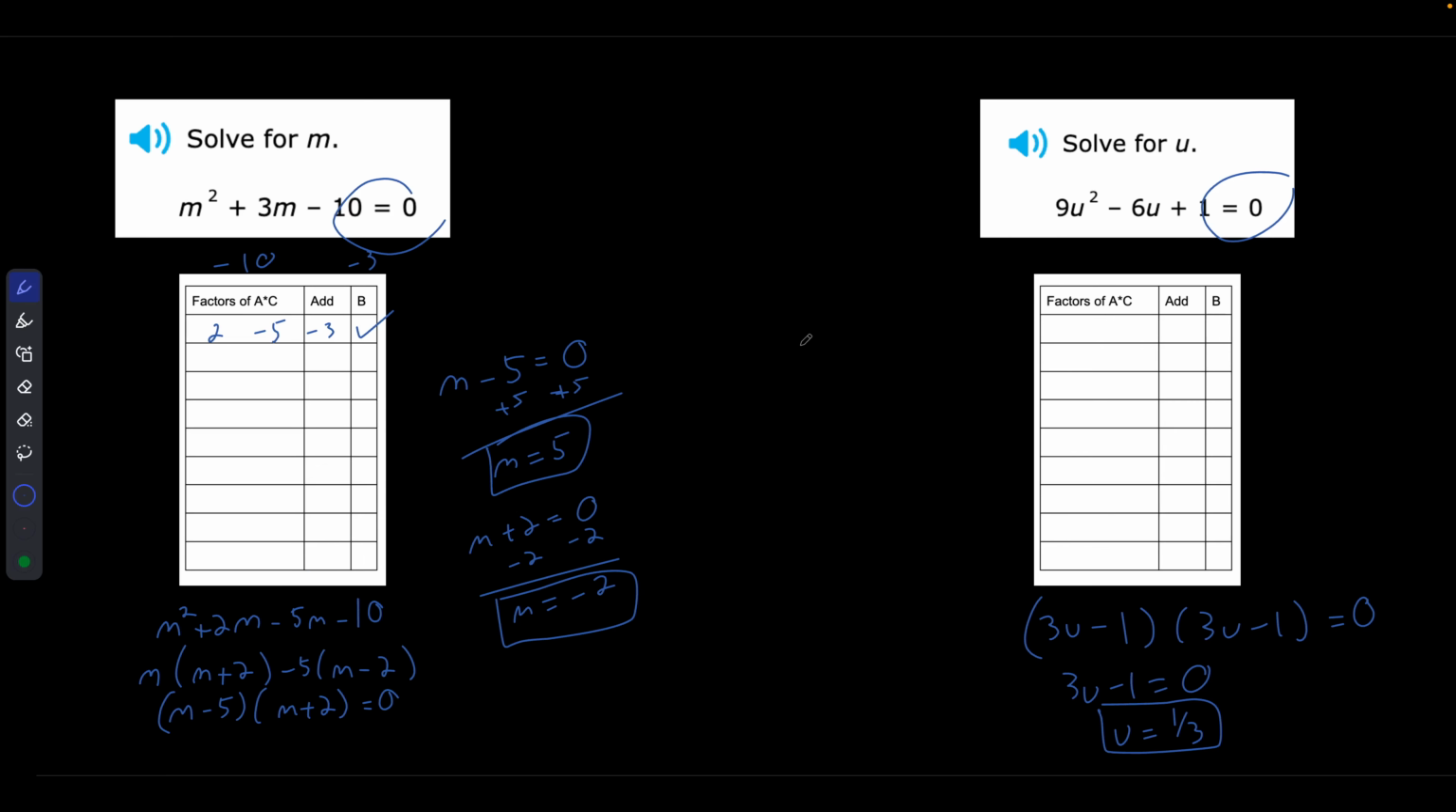For the second problem, hopefully we realize this is a perfect square trinomial, so there's a shortcut to factoring here. You don't have to do a times c add to b. You could, but it takes a little bit longer. The shortcut gets us there a little faster. So the perfect square trinomial gives us this. Notice these parentheses are exactly the same, so we don't need to do the problem twice. Just set one of them equal to 0 and solve, and you get u equals 1/3.